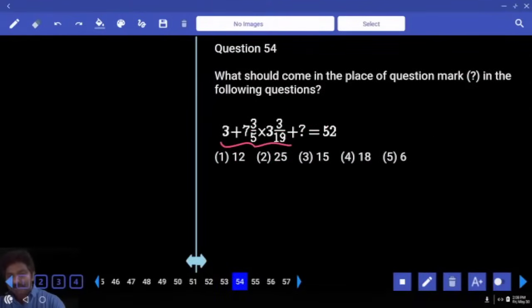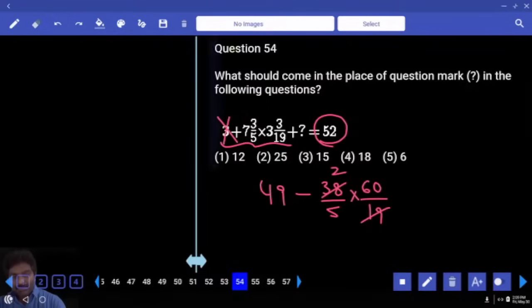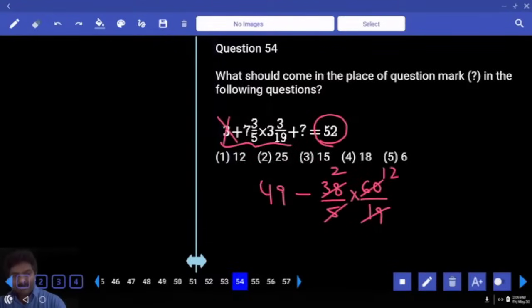Both numbers go to the right hand side and become minus, correct? Let me first subtract 3 from this number. I'll write 49 minus 7 3 by 5, 38 by 5 into 60 by 19, 19 2 times 5, so 24 subtracted from 49. Answer, 25.